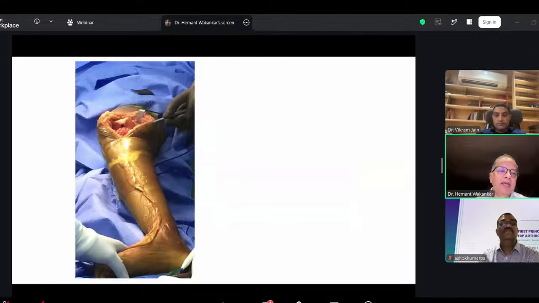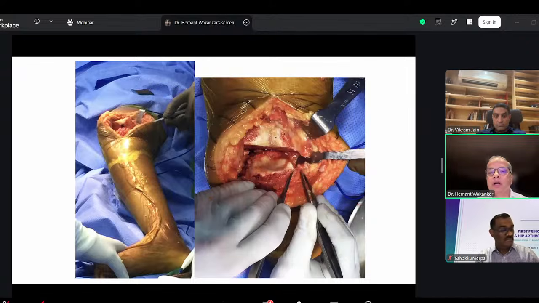Then I put my knee in the figure of 4 position, and I'm going to do a posteromedial corner release, capsular release only. Now, those of knee alignment, or even functional alignment surgeons are flabbergasted about this posteromedial corner release.